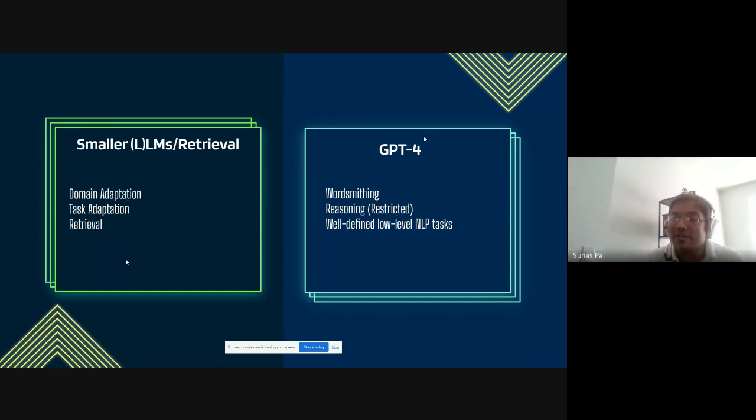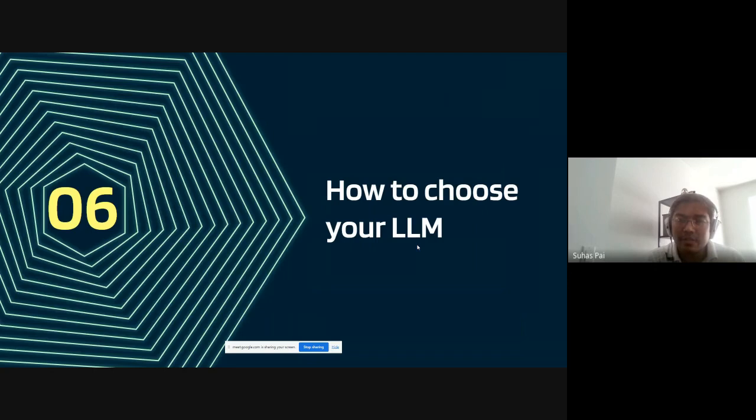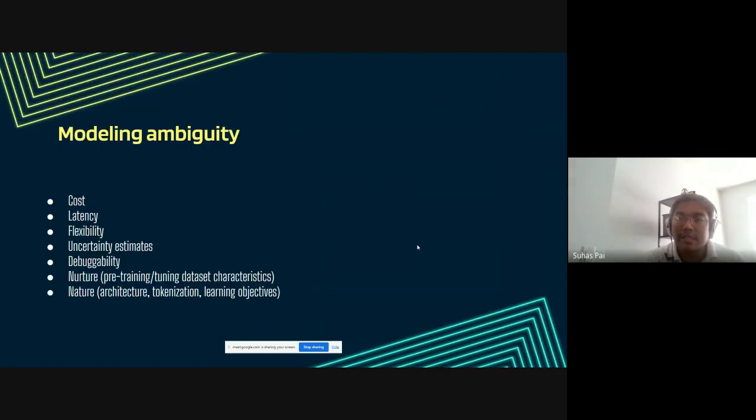And again, if you have really well-defined low-level NLP tasks, like entity extraction, and you don't already have a pipeline set up, again, you can use this LLM. So again, how to choose your LLMs? Cost, latency, flexibility, uncertainty estimates, debuggability. For me, the most important are flexibility and debugging.